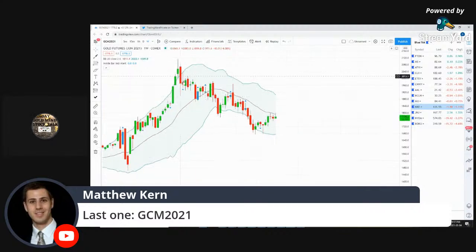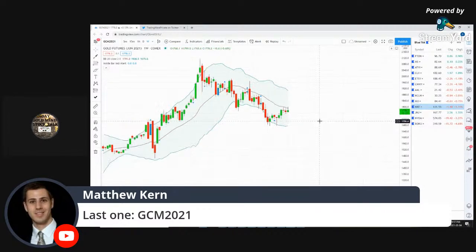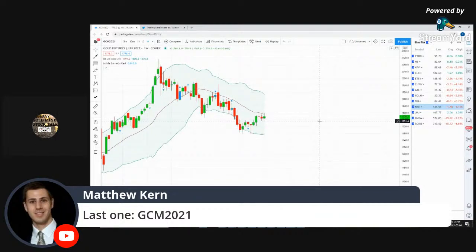But every time we come back and test a fib or we test the mid Bollinger Band, this thing just keeps turning around. So that's not a good sign for the bulls. But I would say as long as this level here, 1720, this zone can hold for the bulls, then they can keep building a base and then hopefully start to turn around and push through.